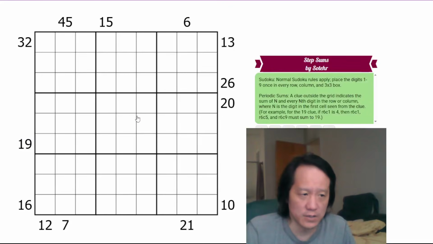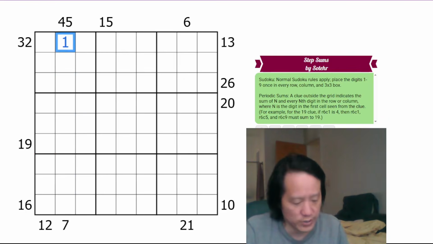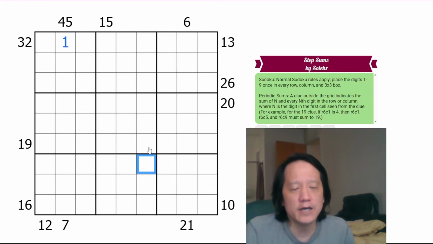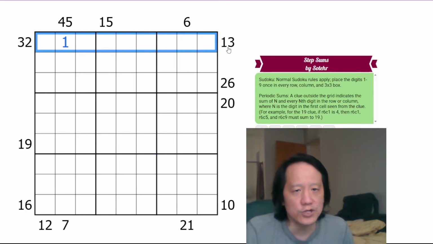Let's go. Okay, for 45, obviously it has to be steps of 1. So this must be a 1, and then the rest of these digits have to add up to 32.